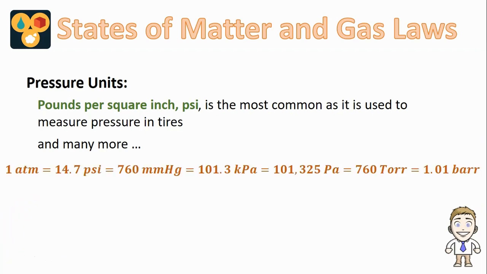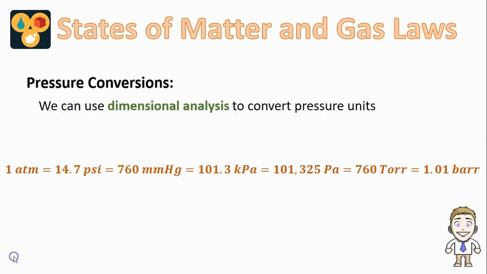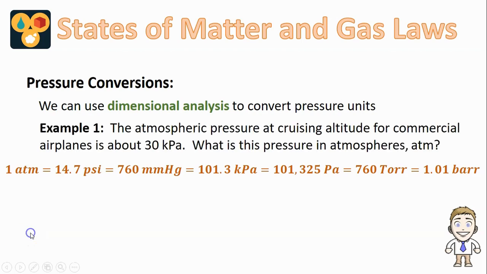The last thing we need is what I'll call an equivalency chart that shows all of these different pressure units laid out equal to each other. So 1 atmosphere at sea level is the same thing as 14.7 psi, is the same thing as 760 millimeters of mercury, and so on. We can use these equivalencies to convert between one pressure unit and another with our old friend dimensional analysis. Let's take a look at one example of exactly how this process works.